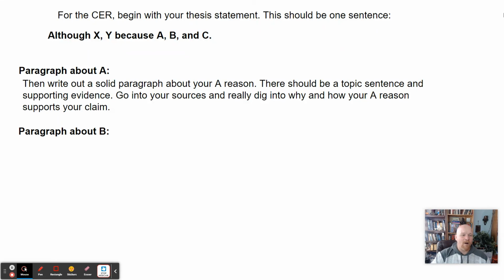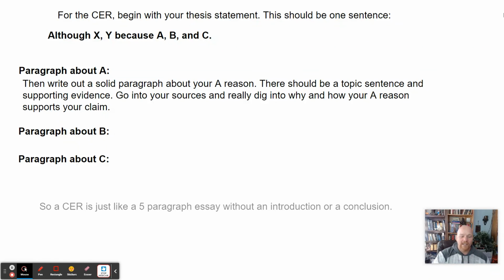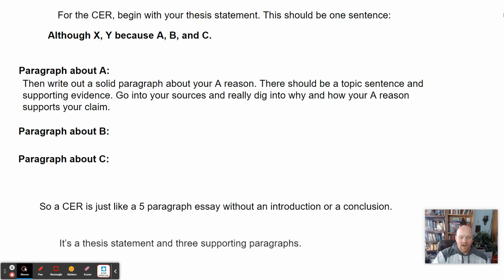So then a whole paragraph about your B point. Why does B support my why? Why does this reason support my claim? And then a whole paragraph about C. So when you look at a CER, there's no introduction, there's no conclusion. It's just 1 long thesis sentence with 3 supporting paragraphs. And that is what a CER is. Good luck.